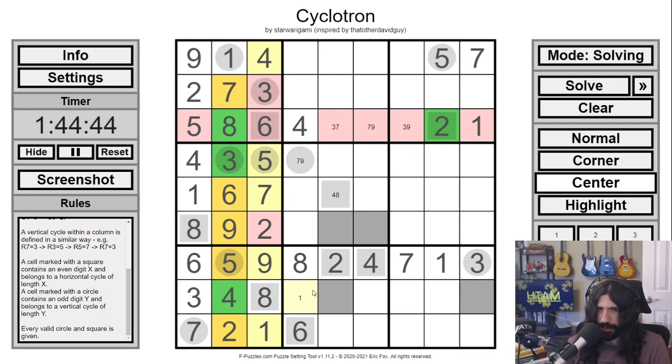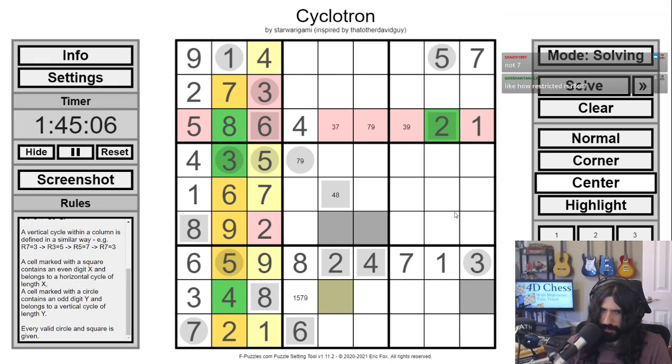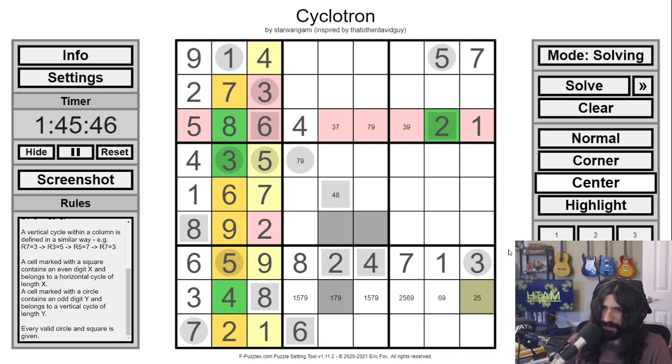Yeah, you're totally right. I really should be doing more of this. So this is like 1, 5, 7, 9? Is that right? This is 1579? This is 1579? Maybe. This is 2569? And so is this. Except this is 69 LOL because there's a 2 and a 5 here. And this is 2569?